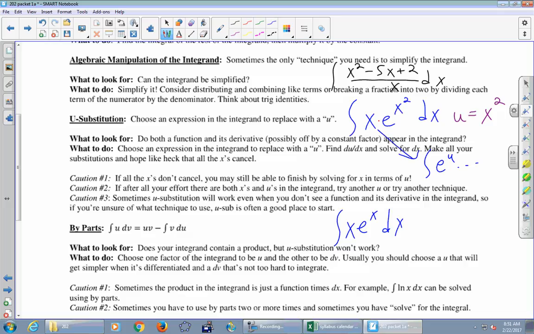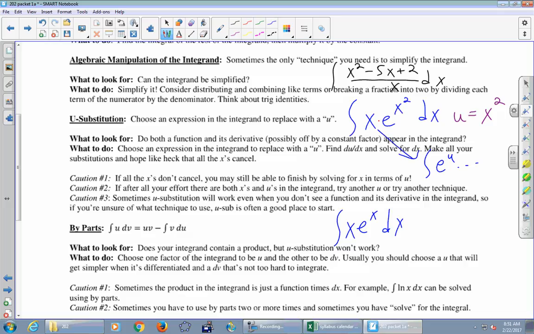Okay. All right, caution number 1 for u substitution. If all the x's don't cancel, you may still be able to finish by solving for x in terms of u. There were those kind of weird ones where you could do an extra substitution and things might work out. But if after all of your effort there are both x's and u's in the integrand, try another u or try another technique. It just didn't work. U substitution is super, but it doesn't solve every problem.